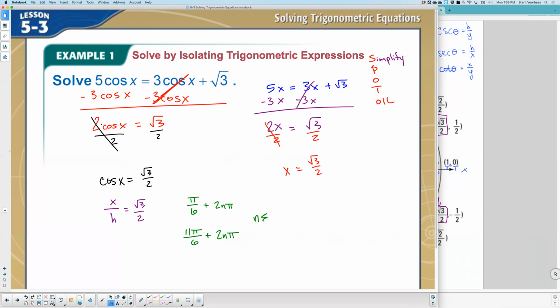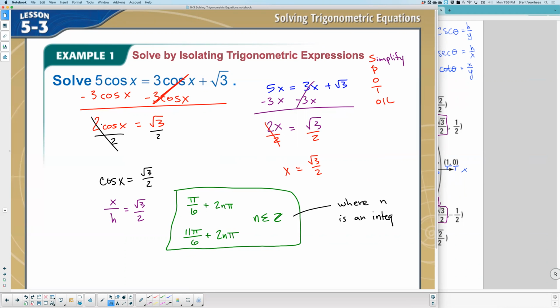Anytime n is an integer, this works. The double Z means integer. So that is my value there. Let me put that note where n is an integer. That's fine, right there. Okay, and let me put that on the note. This just means plus all of the coterminals. That's all that means there.